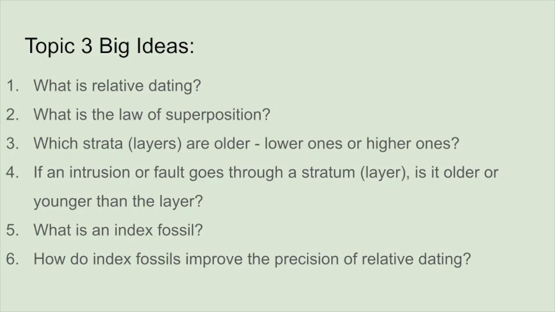All right, so the big ideas before we jump into topic three. What is relative dating? What is the law of superposition? Which strata, which is another word for layers, are older, the lower ones or the higher ones? If an intrusion or fault goes through a stratum, again, just another word for layer, is it older or younger than the layer? What is an index fossil? To continue to talk about fossils a bit, how do index fossils improve the precision of our relative dating?